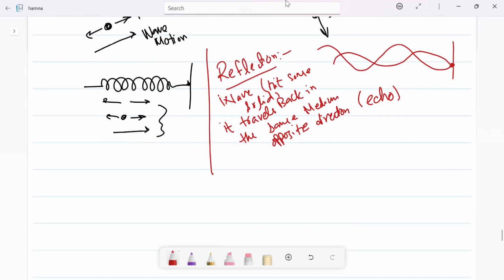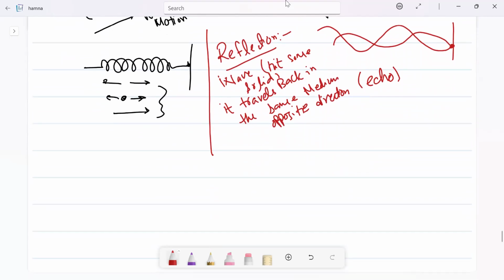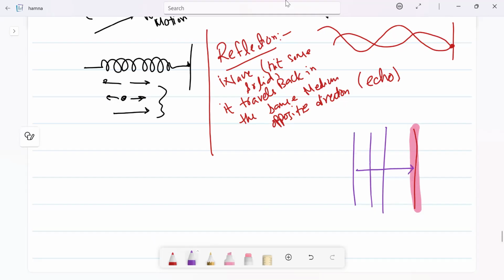When it comes to wave fronts, तो अगर हमारे पास बिल्कुल स्ट्रेट वेव फ्रंट्स हैं, ये मेरा बैरियर है, this is my barrier and these are my wave fronts, they are traveling towards the barrier. इनमें कुछ चेंज आएगा? Would we observe any change in their speed, wavelength or frequency? They all are going to remain same.